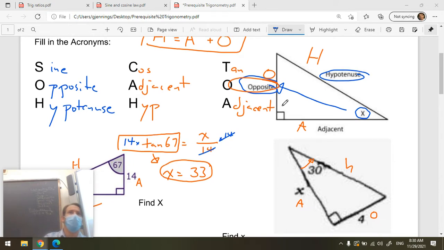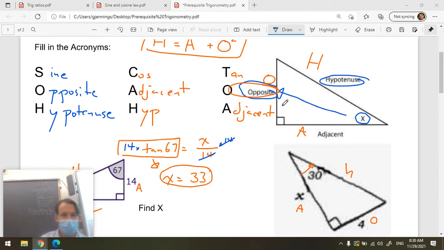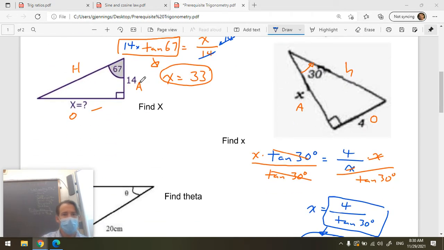No, it's just a little bit bigger than 8. It's really close to 8. Anyway, this question here, let's take a moment to visualize it. Here we have quite a large angle, 67 degrees. That's a large angle for a right angle triangle.